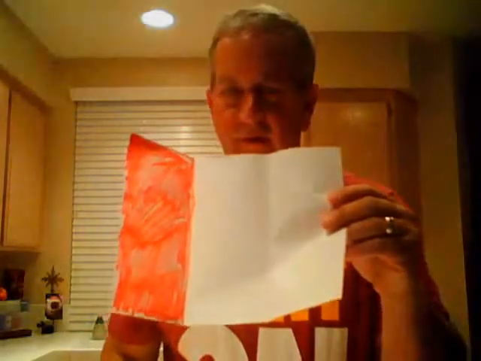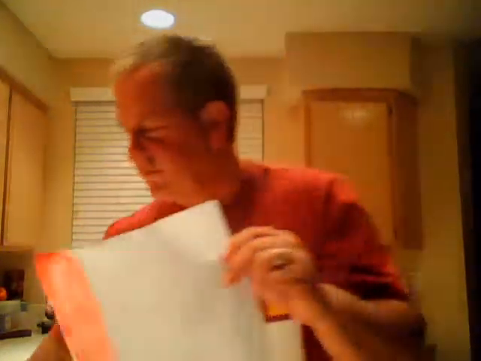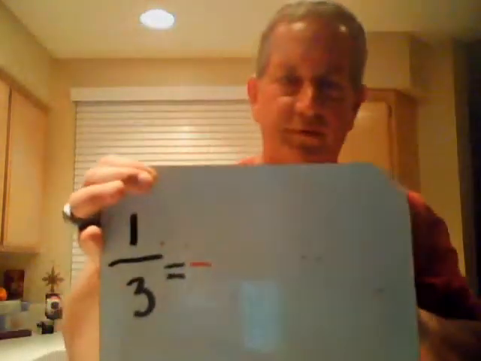Right here. What fraction of this sheet of paper is red? That's right, one third, boys and girls, one third. One out of the three parts are colored in, and we just happen to color it in red. Now, we're going to find an equivalent fraction for one third. To do this, I want you to fold your paper back up the way it was in thirds, and then I want you to fold it one more time.